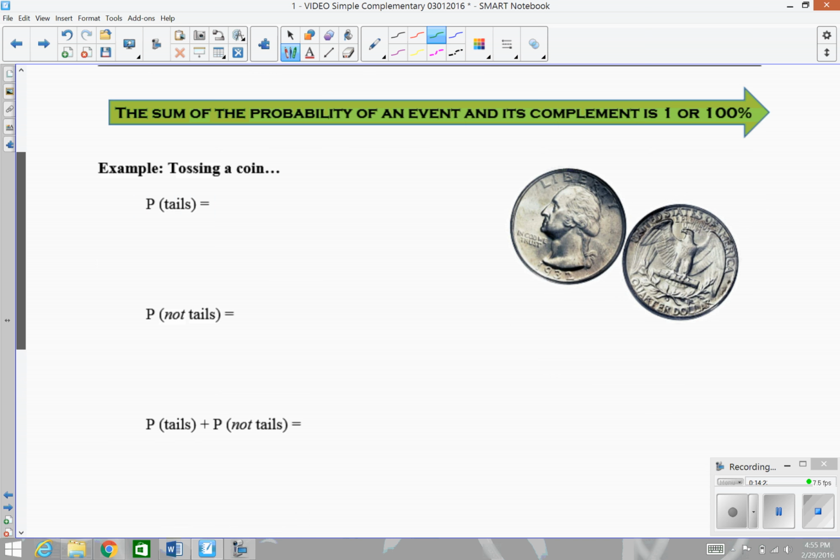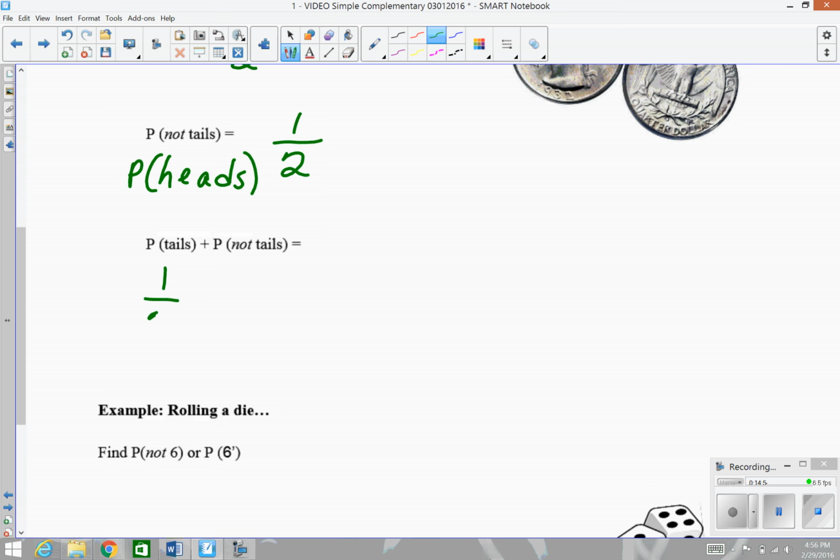When you toss a coin, what's the probability that you would flip tails? 1 out of 2, right? What's the probability that you're not flipping tails? In other words, what's the probability that you flip heads? That's also 1/2. This is the complement, the opposite of flipping tails. And when you add the two probabilities together, the probability of getting tails plus the probability of not getting tails, it certainly does equal 1 whole, or 100%.